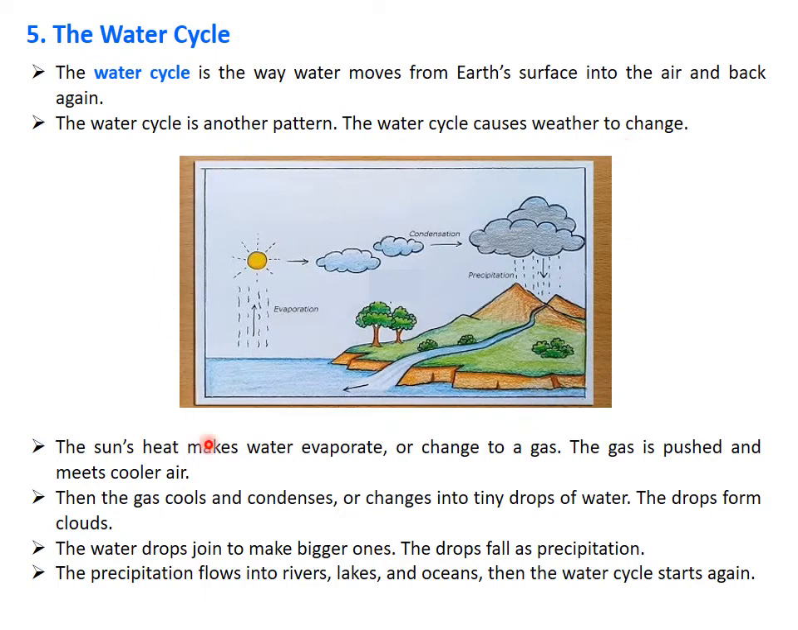So first of all, the sun's heat makes water evaporate, or change to a gas. The gas is pushed and meets cooler air. Then, second step, the gas cools and condenses. Condenses means to change into tiny drops of water. The drops form clouds. Third step, the water drops join to make bigger ones. The drops fall as precipitation. And finally, the precipitation flows into rivers, lakes, and oceans. Then the water cycle starts again.